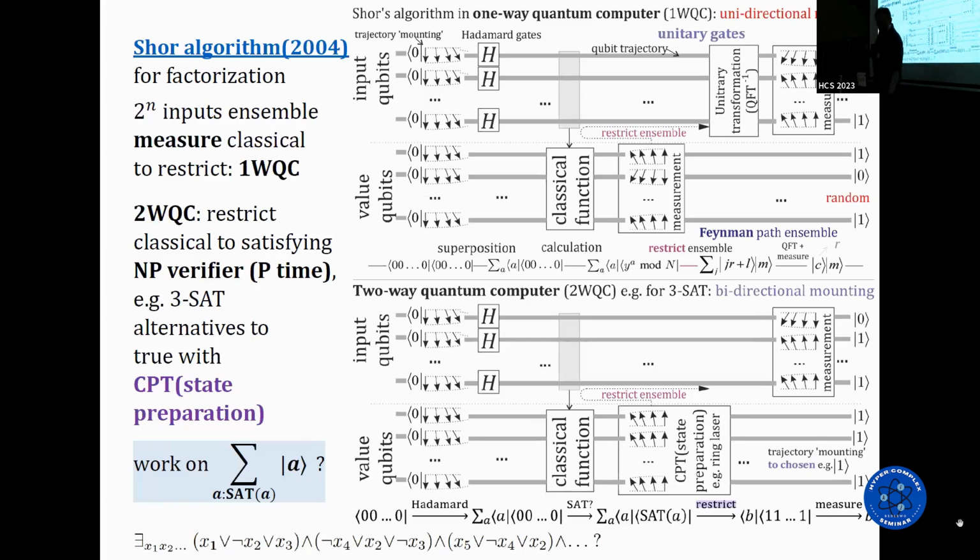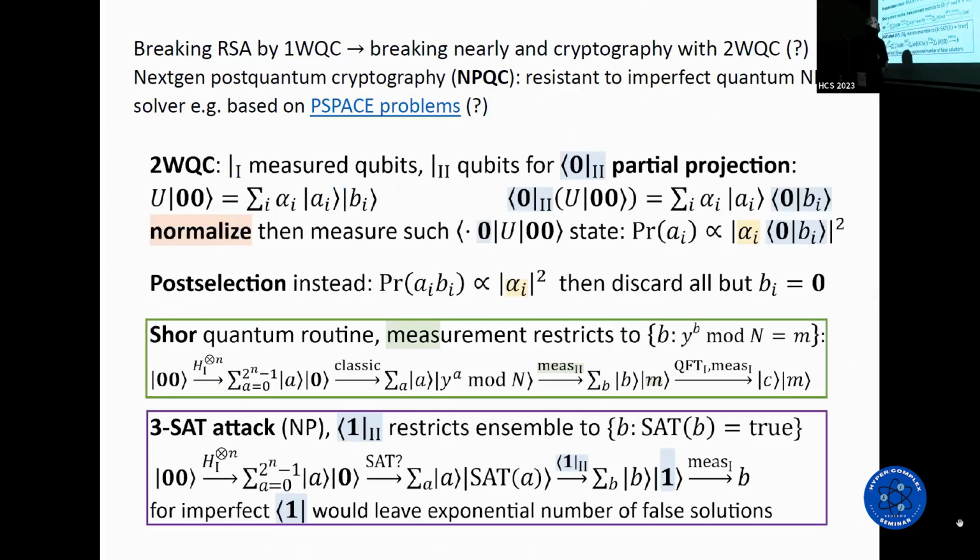Okay, so here is the same short. So here is the short that we prepare all inputs. We calculate a classical function. We measure this classical function. Then this makes a restriction. Then we make a Fourier transform to get this period, which gives a hint to our problem. And here is the same, but for example, here we can have the verifier and we try to enforce it to 1, so that this ensemble has only solutions to our problems.